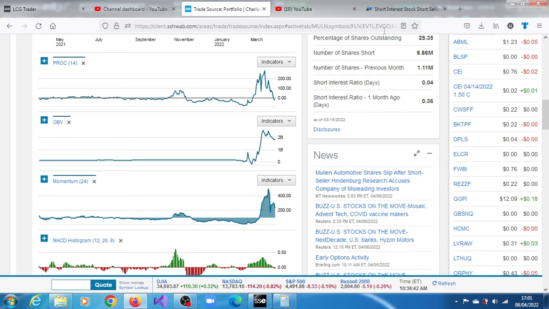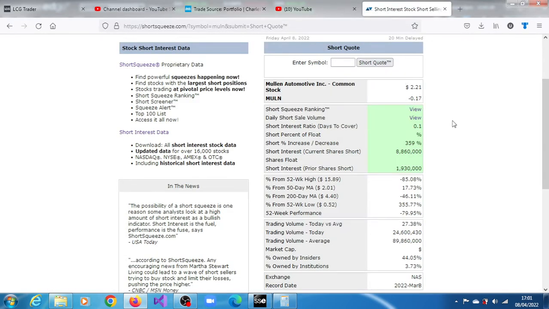But we also know at the same time, even though it seems the sellers are going away at the moment, that the short interest has increased by 359%. So the stock is on the move.